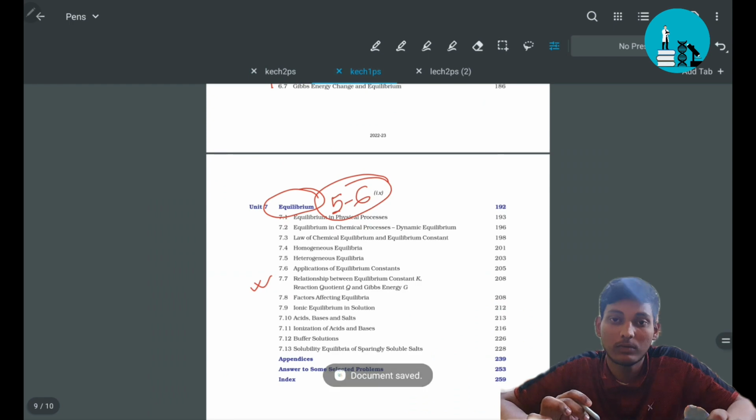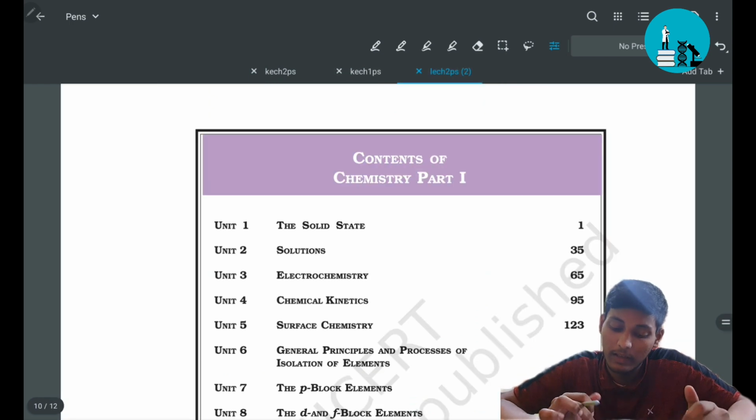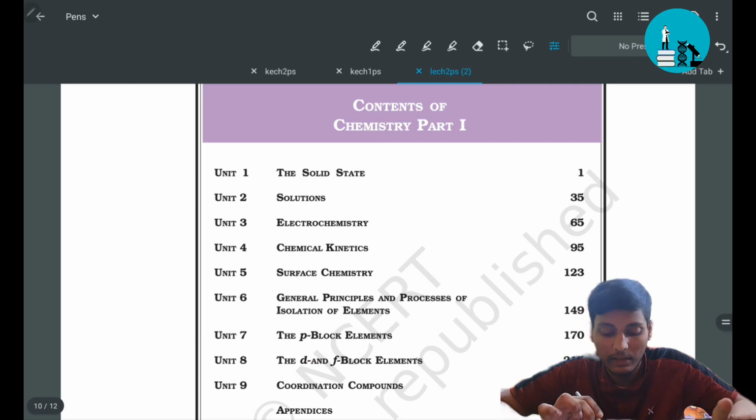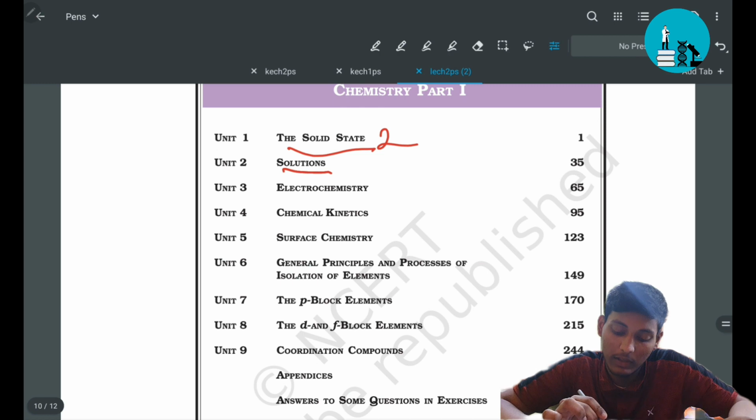Then we will discuss class 12 chemistry. The first chapter of class 12 is difficult, but if you mark up the formulas from this chapter, it is very easy. From solid state, 2 questions came every year, and solution is an easy chapter with 2 to 3 questions. Electrochemistry is a star mark chapter, and solution is also a star mark chapter.